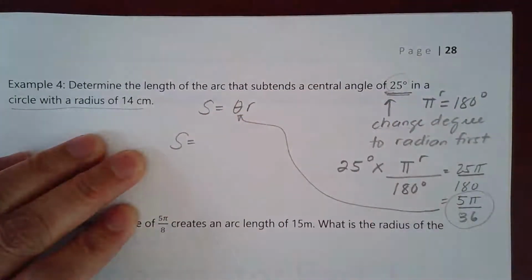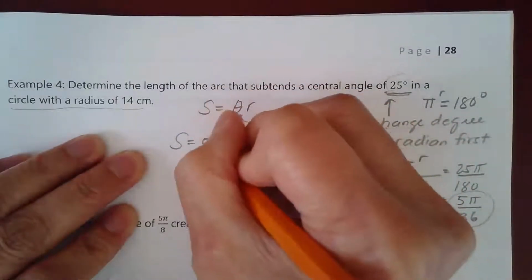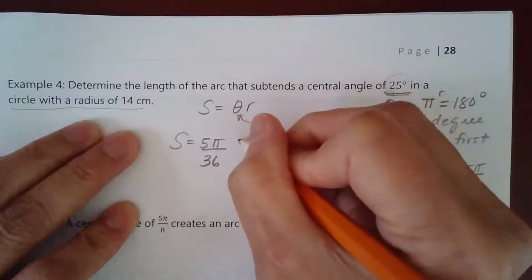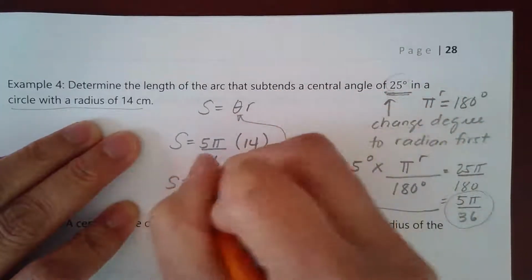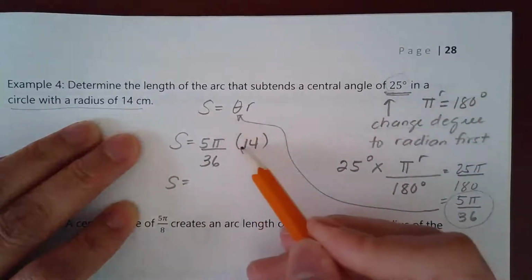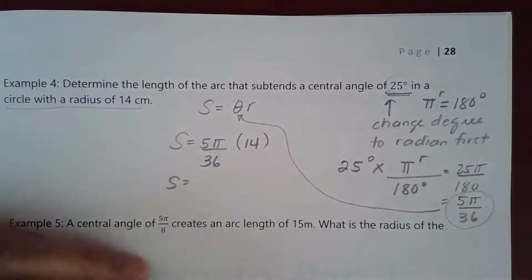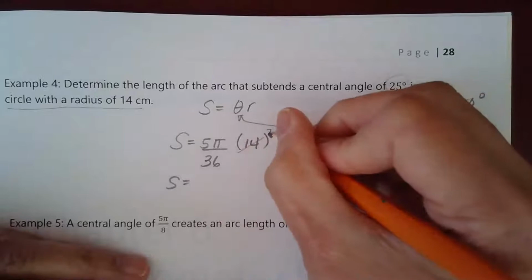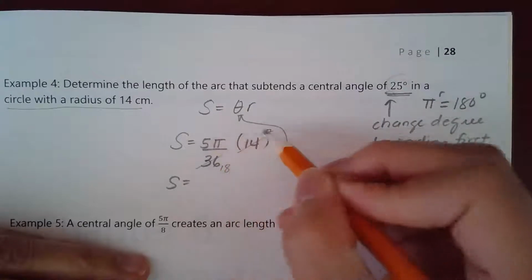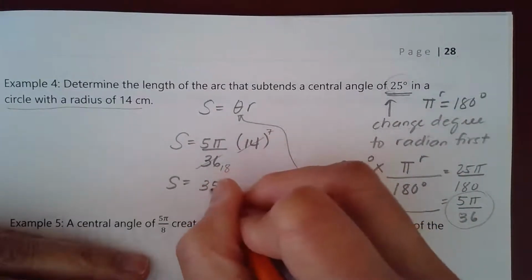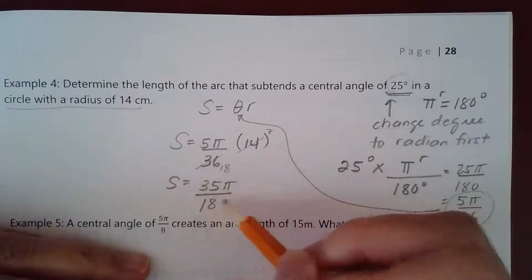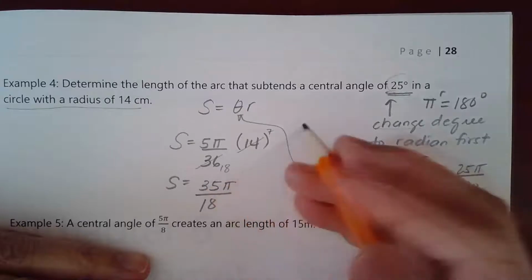So let's do that. S is equal to theta, which is 5 pi over 36, times the radius. Radius is 14. And in this particular case, we can just reduce 14 and 36. So that's going to be 7, and this is going to give us 18. So that's 5 times 7, that's 35. So 35 pi over 18. So that's the length of the arc.